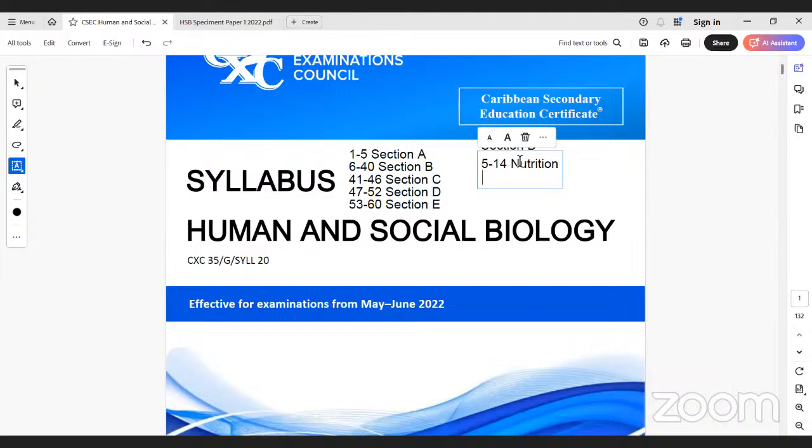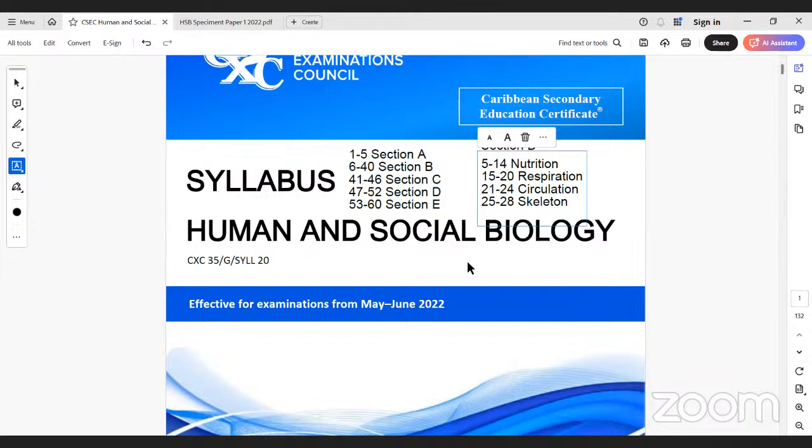About 15 to 20, respiration. After respiration, the next topic is circulation, so 21 to 24, circulation. Then we have the skeletal or musculoskeletal system. So let's do 25, and that's a very small section, so let's say about 3 questions.